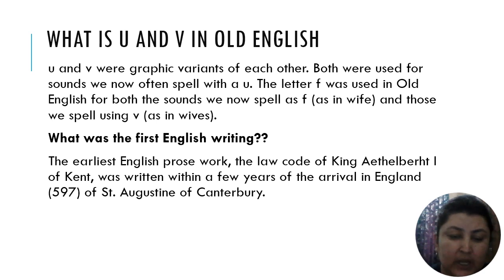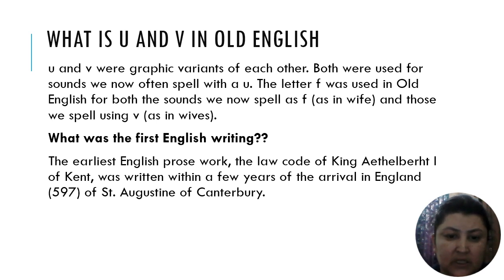What are U and V in Old English? U and V were graphic variations of each other. Both were used for sounds we now often spell with V and U. The letter F was used in Old English for both the sounds we now spell as F, as in wife, and those we spell using V, as in wives.